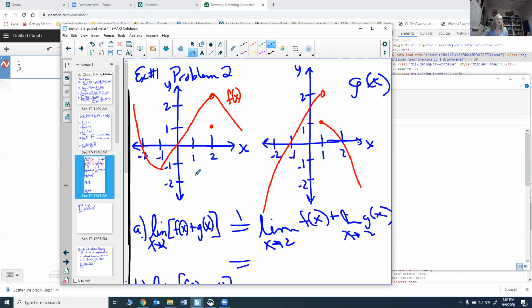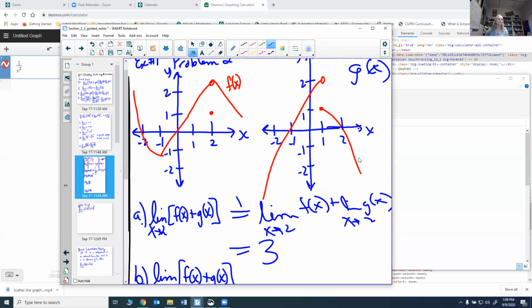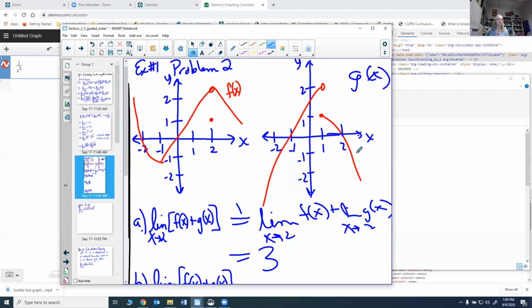Now we're going to do this one graphically because we don't have the actual algebraic functions, but we do have the graphs. As x goes to 2 of f of x, it looks like we're heading towards the number 3. My graph isn't exactly perfect, but let's say it's heading to 3. And as x heads to 2 on g of x, as we're getting closer and closer to 2 from both sides, it looks like we're heading to the number 0. So we get 3 plus 0 is 3.